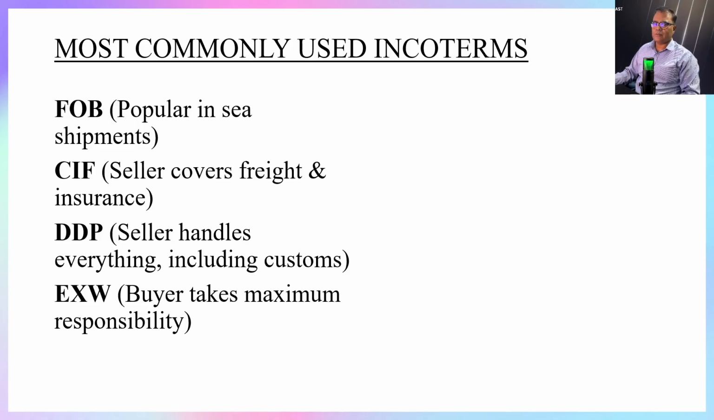The most commonly used Incoterm is free on board. It is very popular in sea shipment. So what happens in this? The seller dispatches the goods and unloads them at the port. They provide the buyer the goods at the port. This is a very popularly used term in shipping. Another is CIF, cost, insurance and freight, where the seller covers the freight and insurance also.